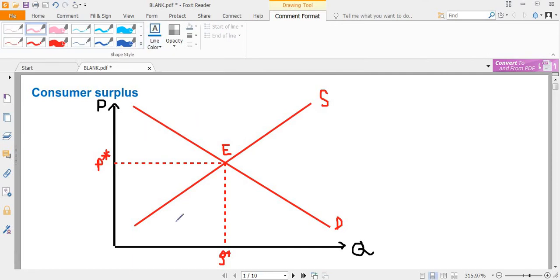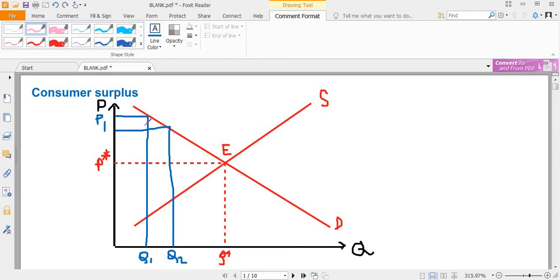Now hypothetically speaking, if a consumer were to demand an amount Q1, since it's a small quantity, he would have been willing to pay a higher price P1, that is the law of demand. So if he were to demand quantity Q1, he would be willing to pay price P1 for that. If he were to demand a higher quantity, say Q2, he would have been willing to pay price P2 for that.